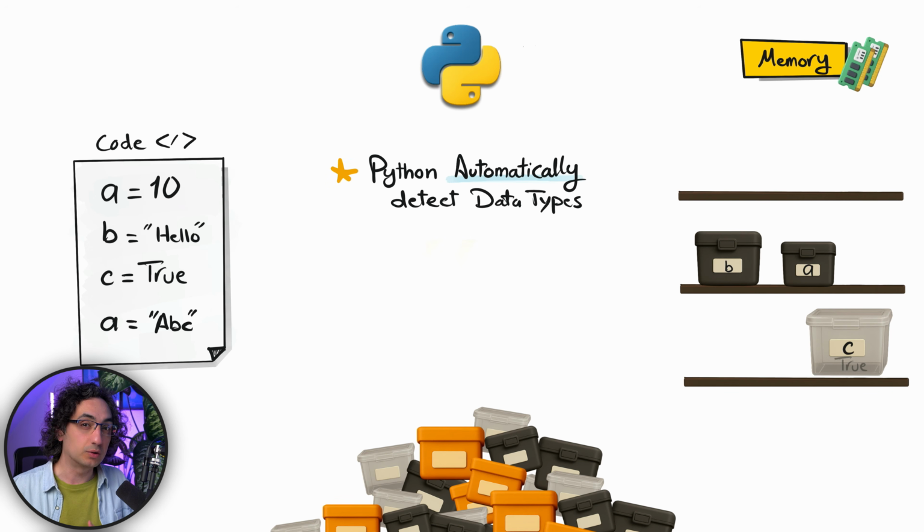Now by looking at this, we can understand Python automatically detects the type. So that means in your code, you don't have to tell Python about the data type. It's not like Java or C++ where you have type declarations before each variable. Python is simple and smart enough to understand the data type.